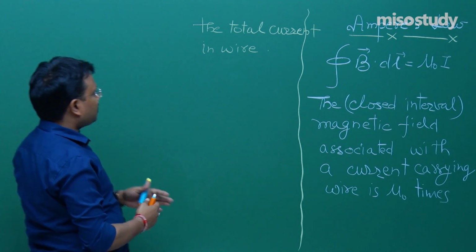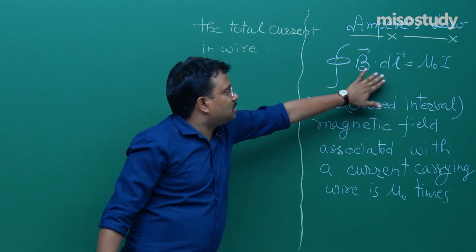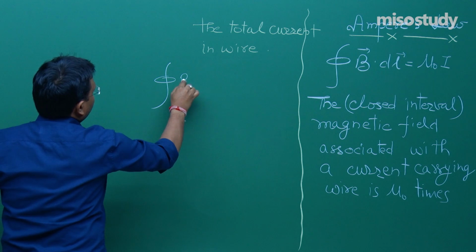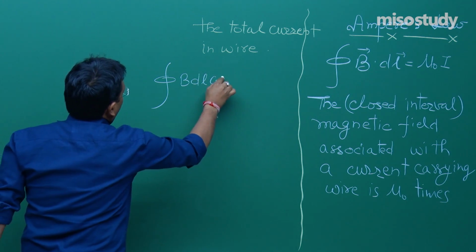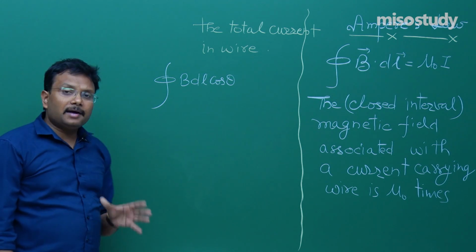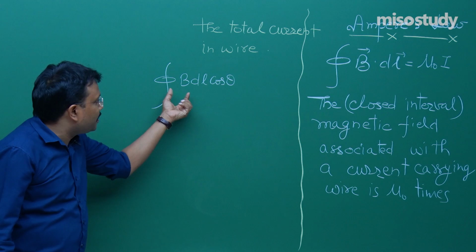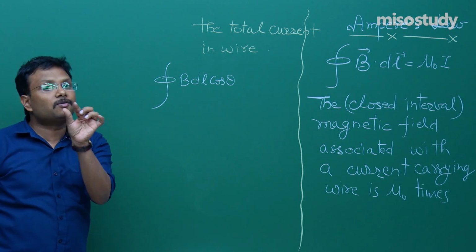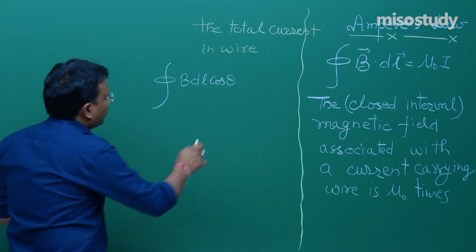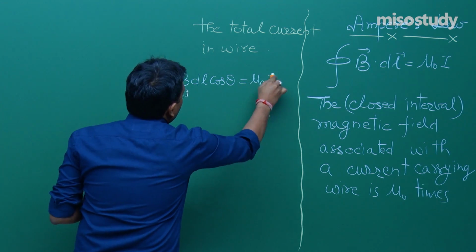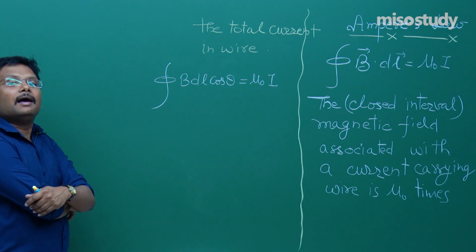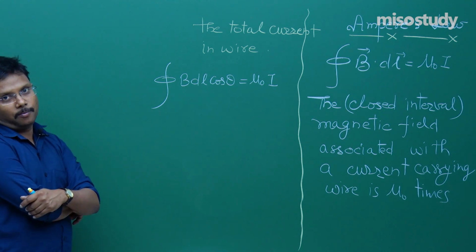Now, you can see that this is a vector, this is a vector. It means in the next line I can write B dl cos theta. That theta is the angle between this B and the small length dl. Okay. So, B dl cos theta is equal to how much? Mu naught I.